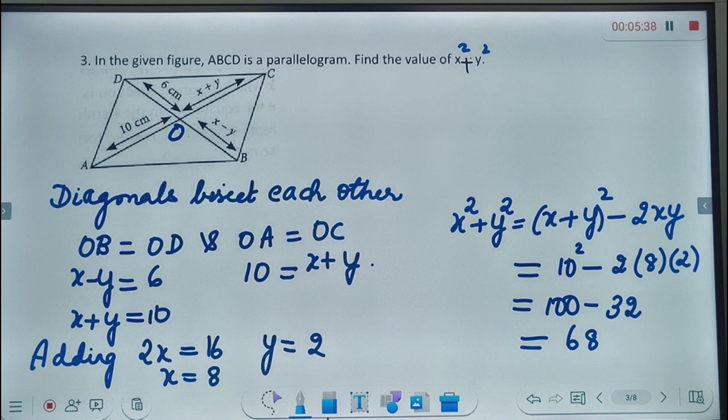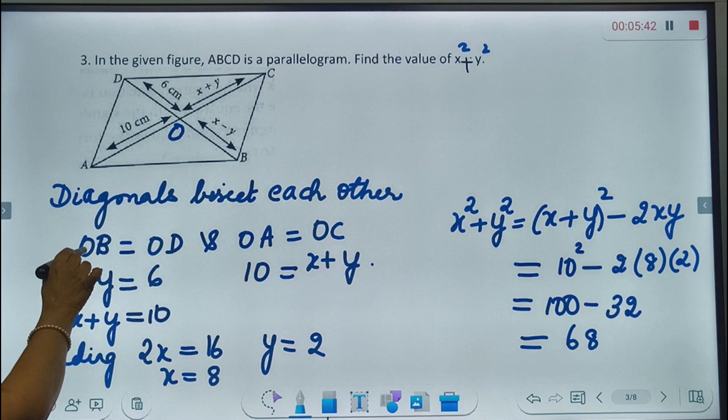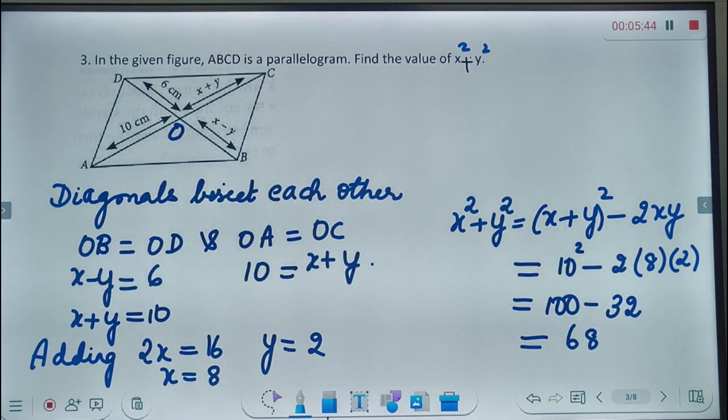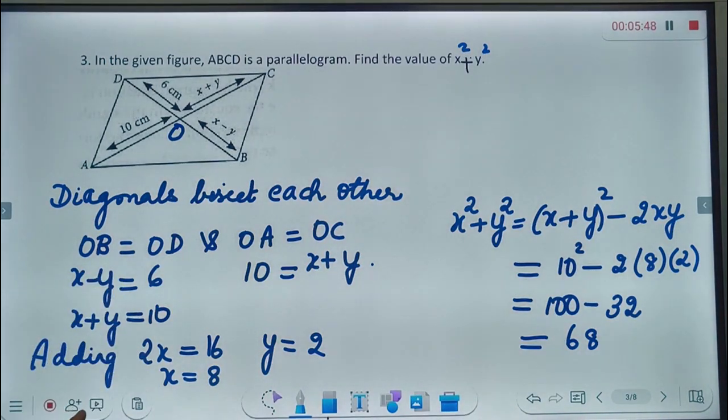So in this problem, we are using the property of parallelogram to identify the linear equations, and then we are solving them. Very simple equations. So such problems can easily be asked with options as a multiple choice question.